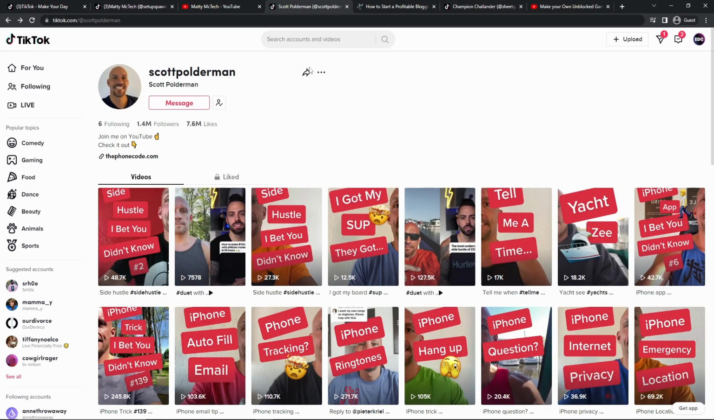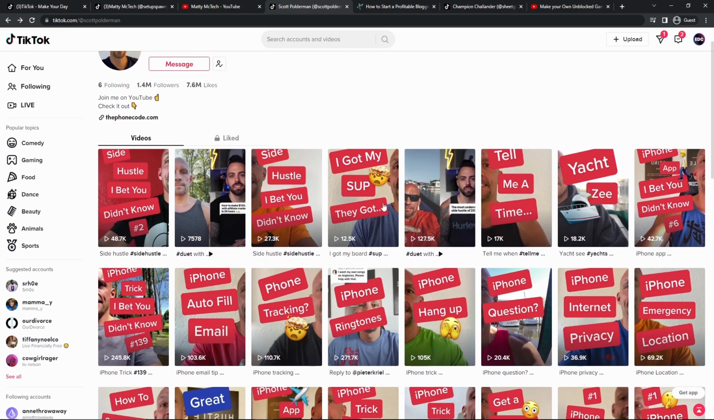Now, the last way that you can make money off of TikTok, and this one is the most complex, however, I think it has the highest return on investment, is what Scott Polderman does. What he does is create a ton of different TikToks about various side hustles that you can do to make some extra money on the side. He has over 1.4 million followers with over 7.6 million likes, and he gets a decent amount of traffic on all of his videos.